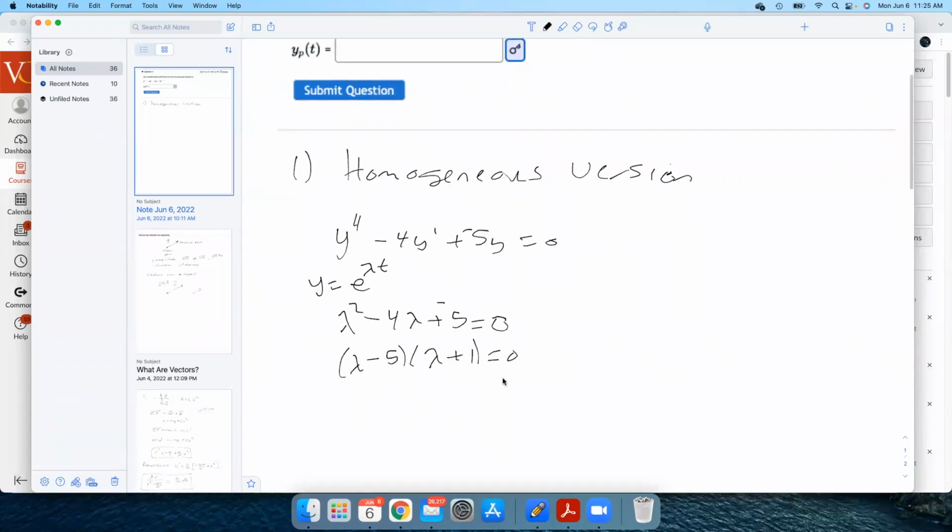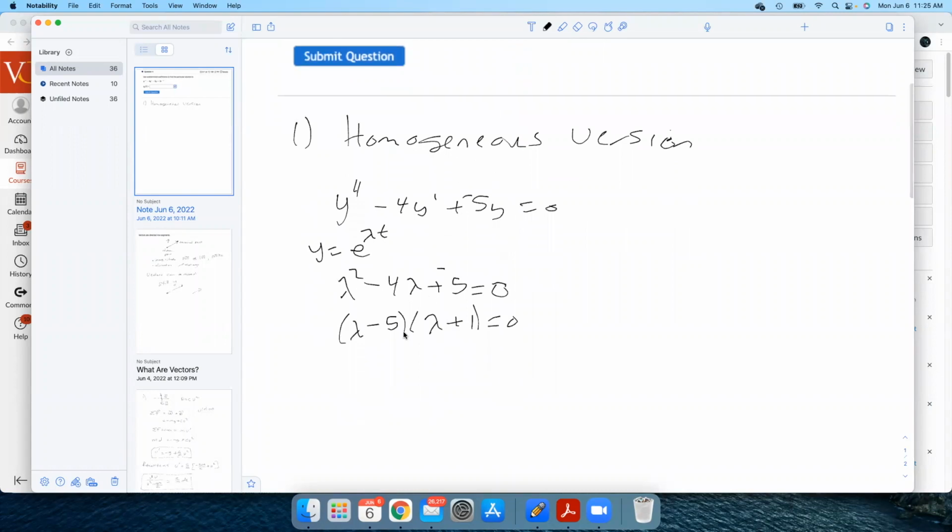Okay, yeah, this is the one I was interested in. So we get two solutions. Lambda equals 5 and negative 1. So that means my complementary solution is y equals C1 e to the 5t plus C2 e to the negative t.